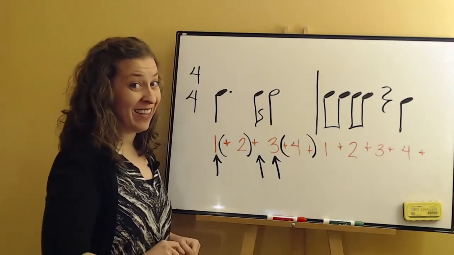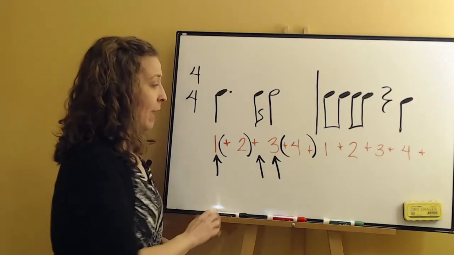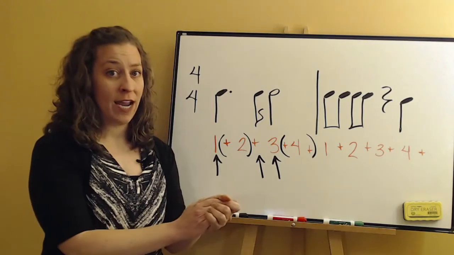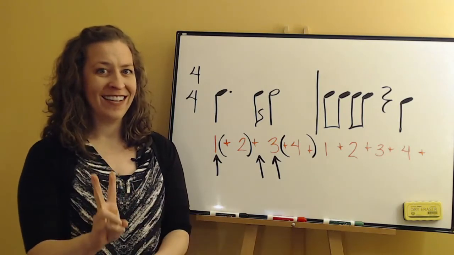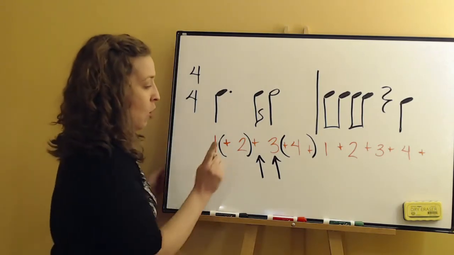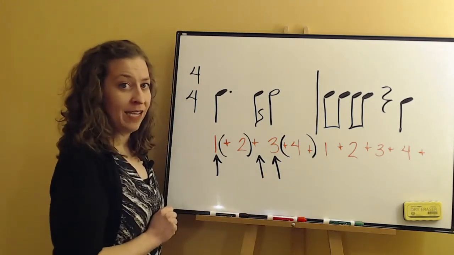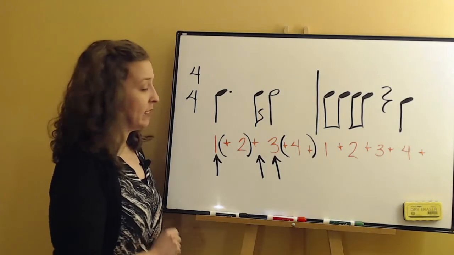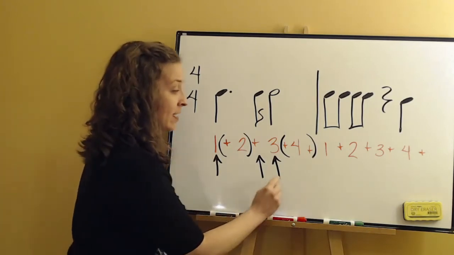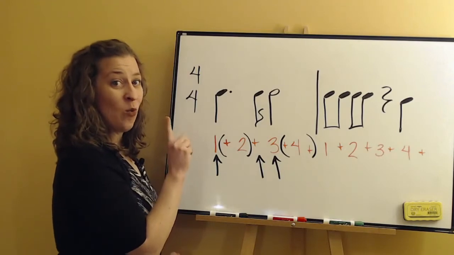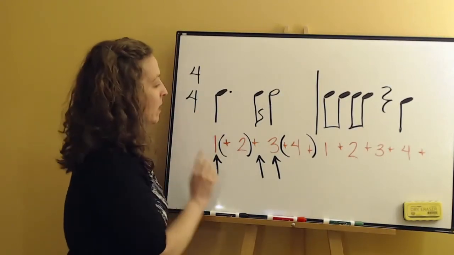So if I'm going to count and clap this entire measure, I would count it 1 and 2 and 3 and 4 and. Let's do that together. 1, 2, ready, here we go. 1 and 2 and 3 and 4 and. If I was going to say it with tas and tatis, I would say ta-ti-ta. Let's do it all together. 1, 2, ready, here we go.